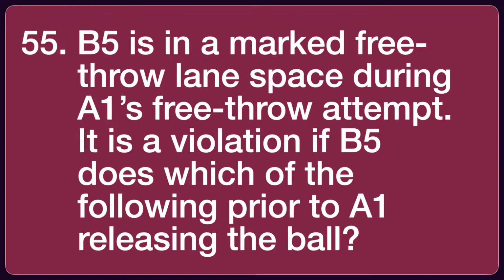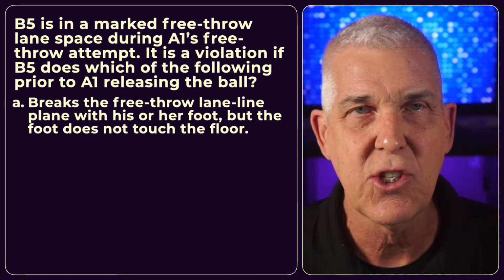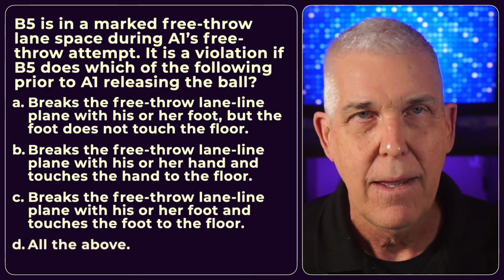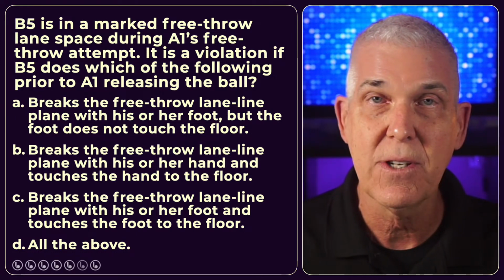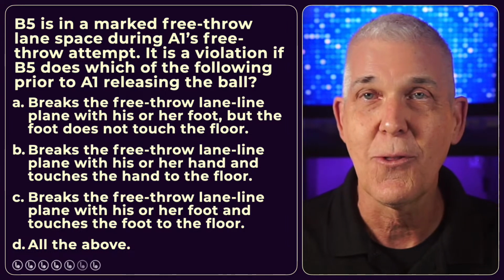B5 is in a marked free throw lane space during A1's free throw attempt. It is a violation if B5 does which of the following prior to A1's releasing the ball? Which of these would be a violation prior to the player releasing the ball? A, breaks the free throw lane line plane with his or her foot, but the foot does not touch the floor. So this is our thrower.